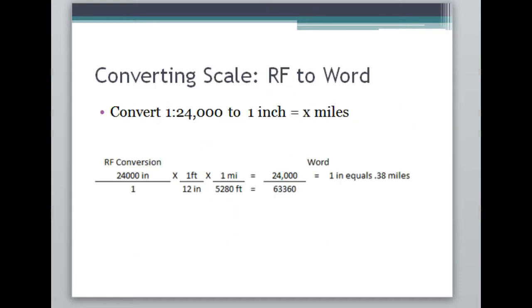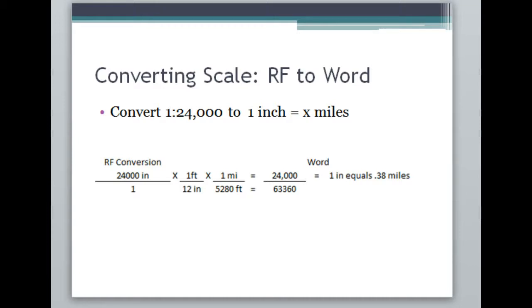To convert to a word scale from an RF, you're going to work it backwards. Now, instead of getting rid of the units, you want to keep the miles at the end of the equation. So you're going to reverse that setup. So I'm going to say 24,000 inches, right? Because I can make that inches over 1. So I haven't changed that value any. Times 1 foot over 12 inches times 1 mile over 5,280 feet.